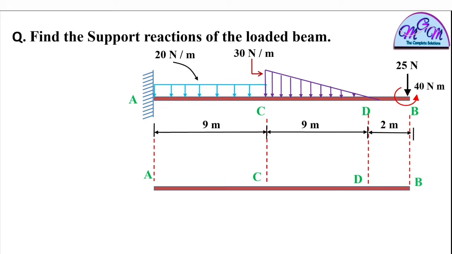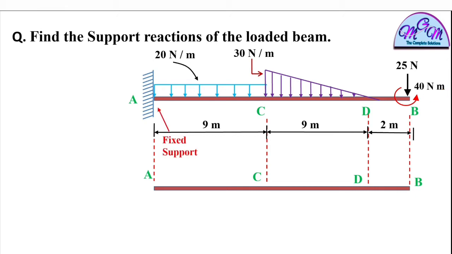Here you can see one load is a UDL, uniformly distributed load of intensity 20 Newton per meter over a distance of 9 meter. Another force is a uniformly varying load of intensity 30 Newton per meter, which acts over the 9 meter. There is a concentrated load and there is a moment load. Before starting, first you have to see what type of support is there.